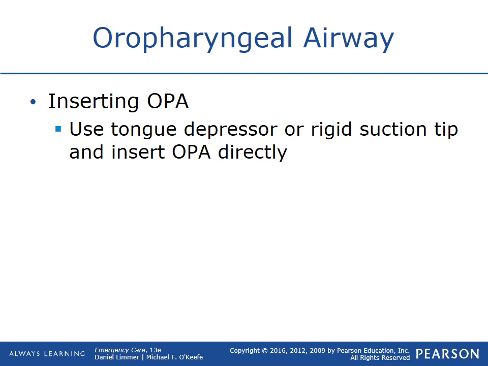You can also use a tongue depressor or rigid suction tip to insert the oral airway directly. On infants, you should use a tongue depressor because the roof of their mouth is very soft up there, and so you don't want to damage it by inserting that oral airway upside down and rotating.